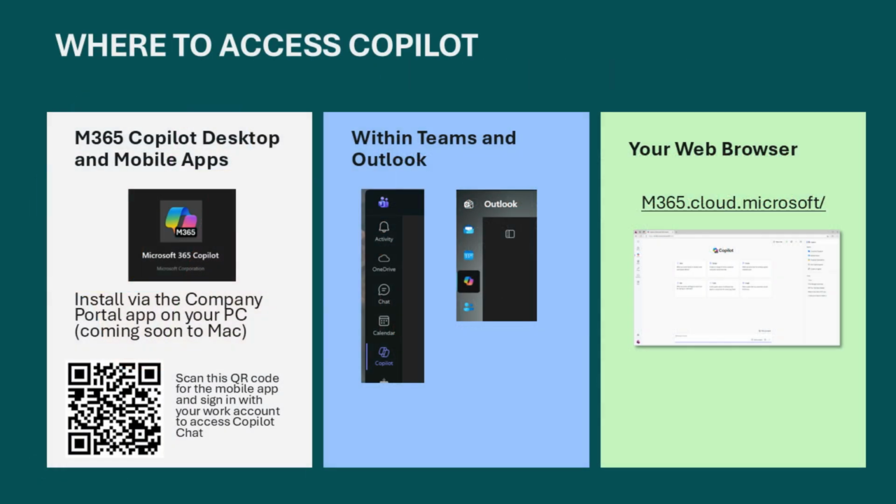Microsoft 365 Copilot is available wherever you work. You can access Copilot from your web browser. Copilot is also built into Microsoft Teams and Outlook. Desktop and mobile apps are available using your work account. Use the company portal app on your PC to install Copilot. Mac support is coming soon. You can also scan the QR code to download the mobile app and sign in. Once signed in, you can start using Copilot Chat right away.